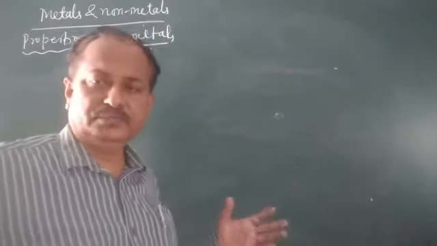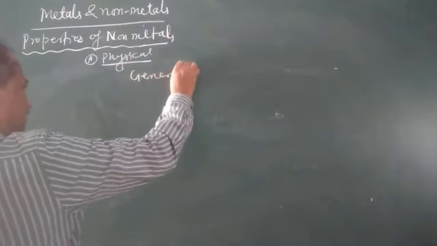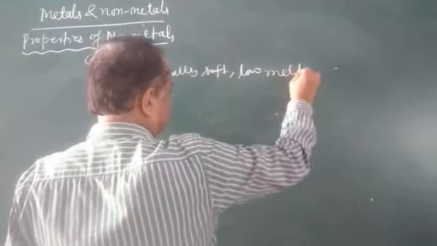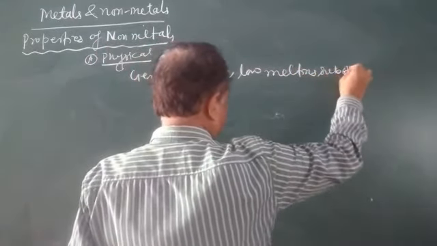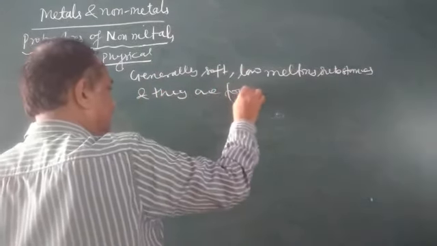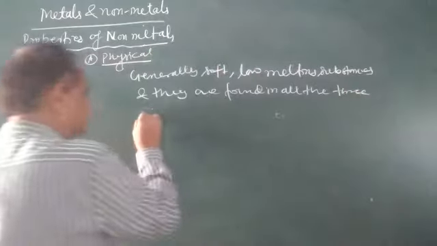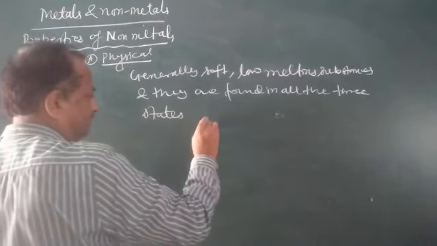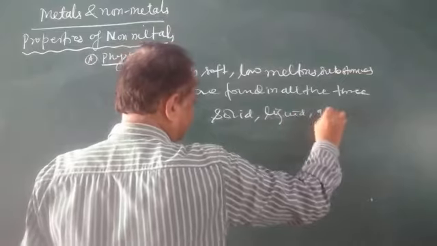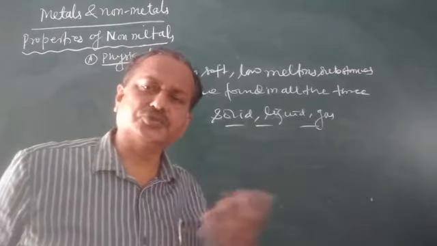Now, coming quickly to the non-metals. Non-metals are generally soft, low melting substances, and they are found in all the 3 states: solid, liquid, and gas. Unlike metals, they have all the 3 states of matter.